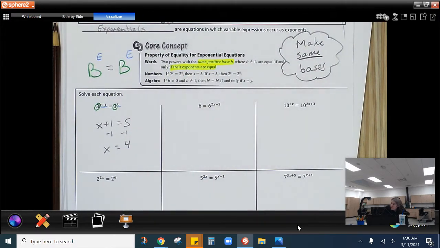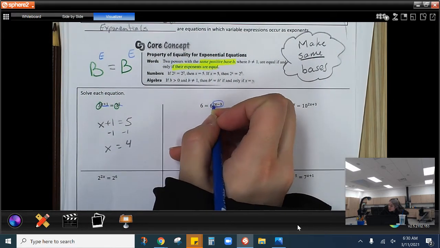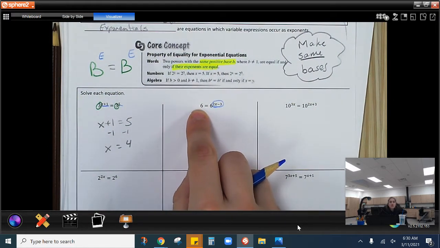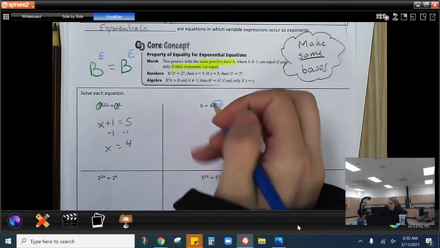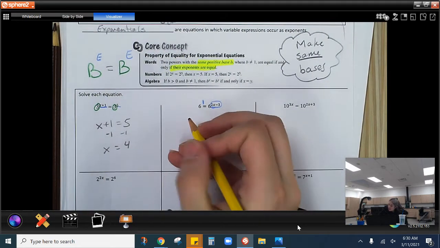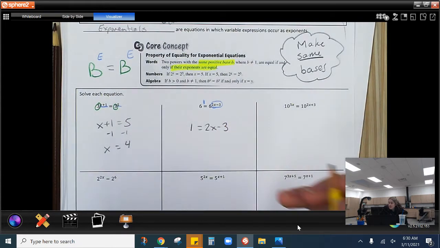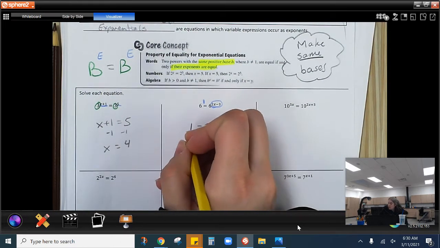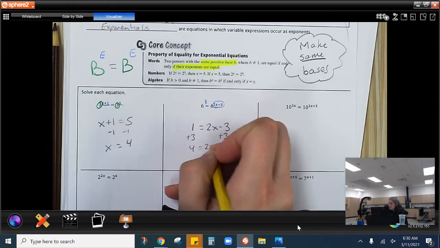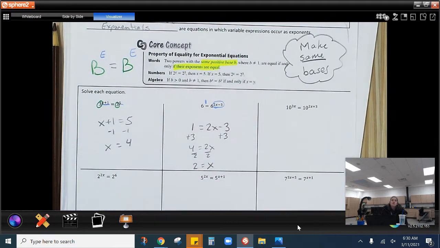So for this next one here, we've got 6 equals 6 to the 2x minus 3. Now, we know what our one exponent is, but what's the exponent on this first 6 here? He's a ninja. Yeah, it's a 1. There's a 1 there. So our bases are the same. That means I can do 1 equals 2x minus 3. I need to get x by itself. So I have to add 3 on both sides to start. So 4 equals 2x, and then I divide by 2. So we have 2 is equal to x.